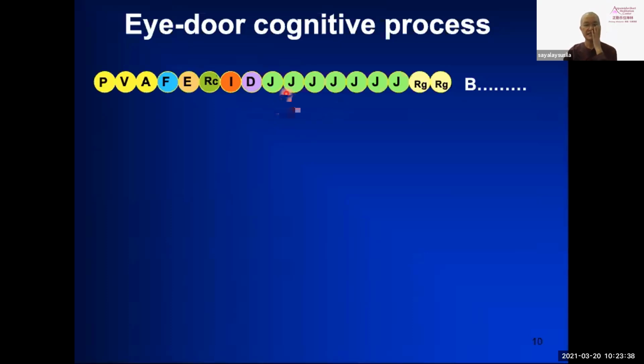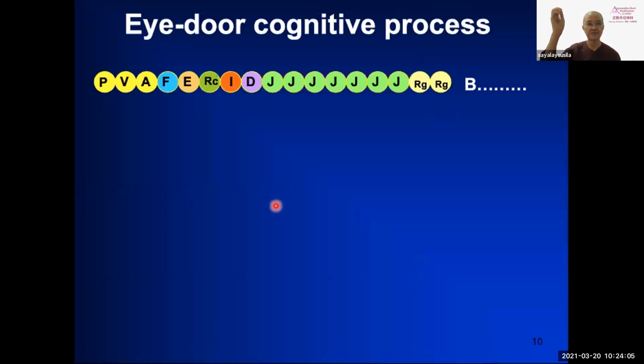Okay, followed by 7 javana. Here in the 7 javana, wholesome and unwholesome consciousness happen. 7 javana means running very swiftly towards the object 7 times. Then followed by 2 registering consciousnesses. Then the 17 mind moments are finished.